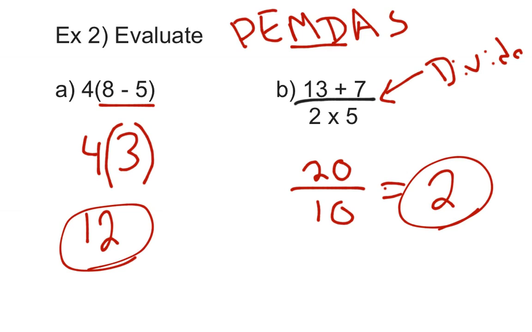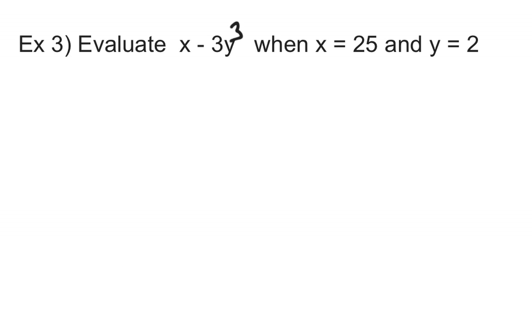Okay, I got one last example for us, and then we'll call it quits for the day. Example 3. So now we've got an expression here, x minus 3y to the 3rd power. They want us to solve this. So they're telling us what x is. They're telling us that x is 25. They're telling us that y is going to equal 2.